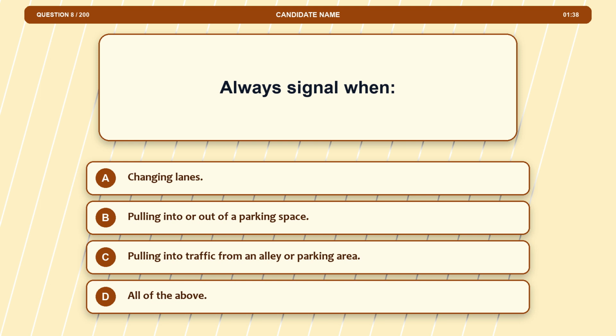Question 8. Always signal when. Option A, changing lanes. Option B, pulling into or out of a parking space. Option C, pulling into traffic from an alley or parking area. Option D, all of the above.